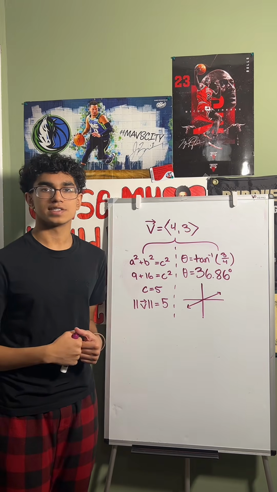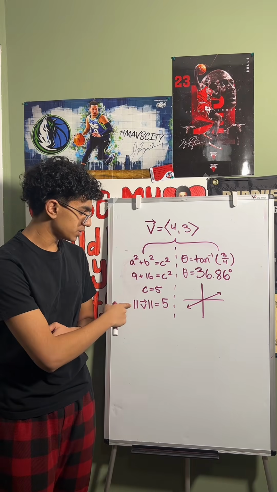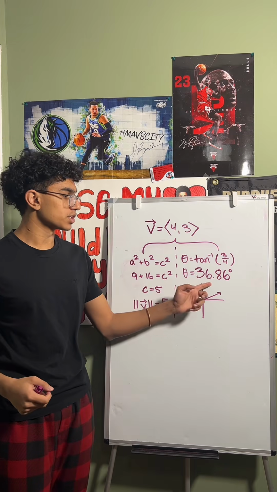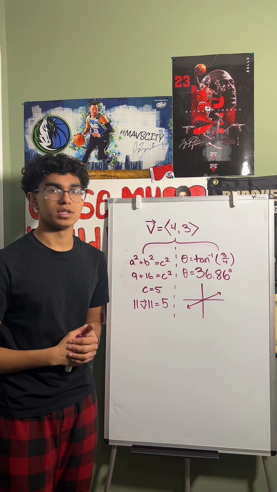Using vector v as an example, we take 4, 3. Using the Pythagorean theorem, we figure out that the magnitude is 5 and the angle is 36.86. However, with the angle, you have to remember one very important thing.